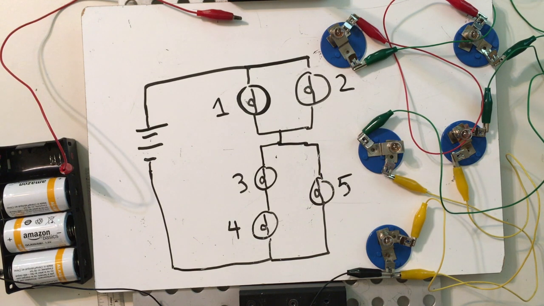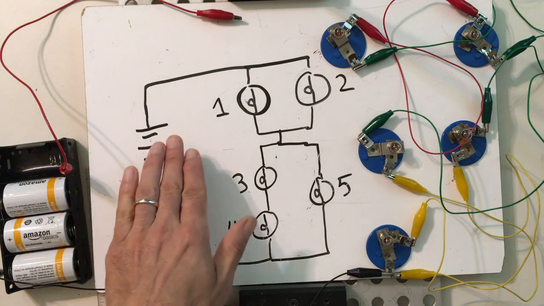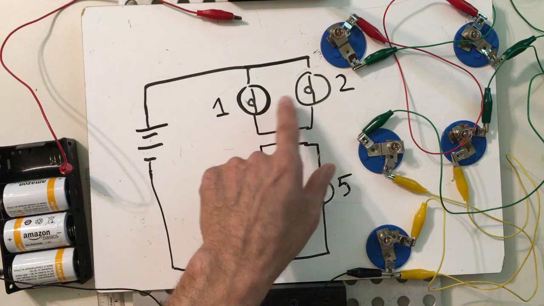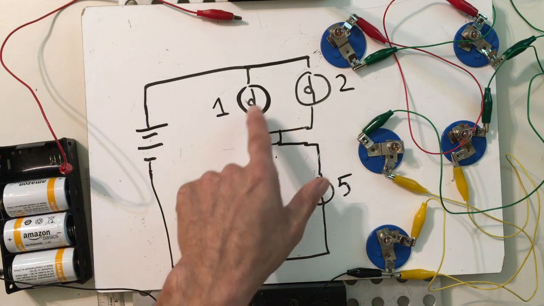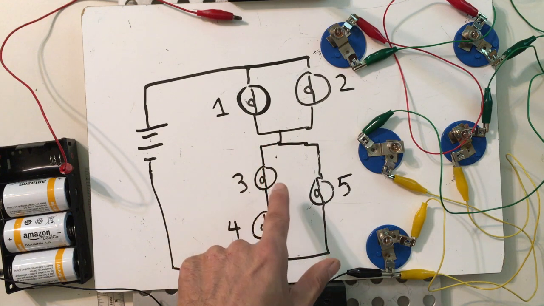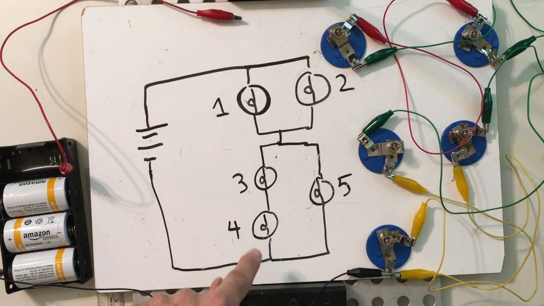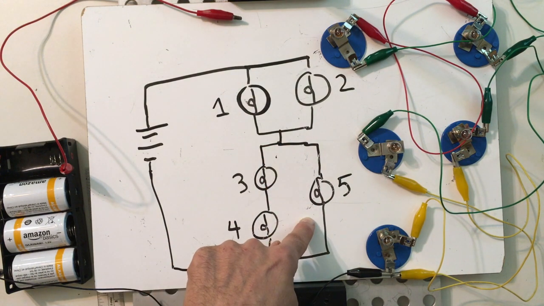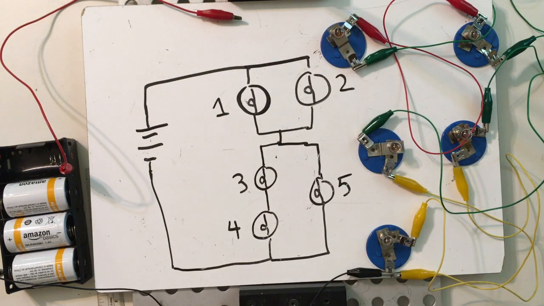Okay, so here's circuit puzzle 2. It's a little bit messy because there's a lot of wires, but this is the circuit. There's a battery, bulbs 1 and 2 side by side. The wires come together and they split again. 3 and 4 in a row, side by side with 5. I haven't connected anything yet, but your task is to predict the brightness of the 5 bulbs. I'm going to connect it and I'll show you what the brightness looks like, but first, make your prediction. I'll pause for a moment while you do that.